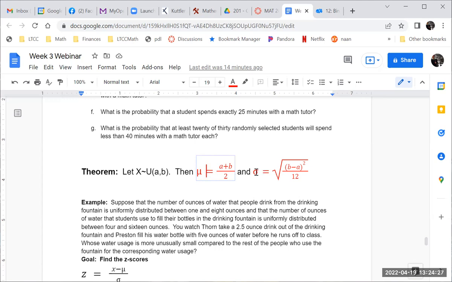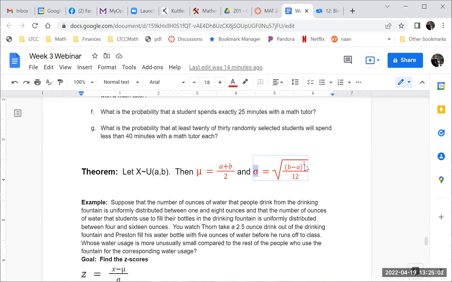Okay, the second piece is sigma. And by the way, what does sigma stand for? Standard deviation. Yeah, the population standard deviation is the square root of B minus A quantity squared over 12. I will let you know that you probably do not want to see why it's true. But it's a formula that you should have written somewhere so you can get to it when you need it.